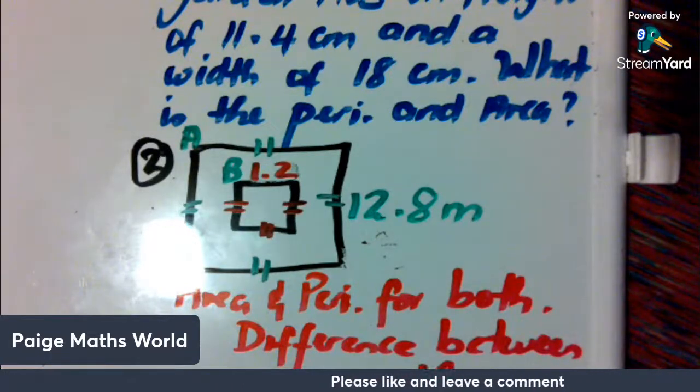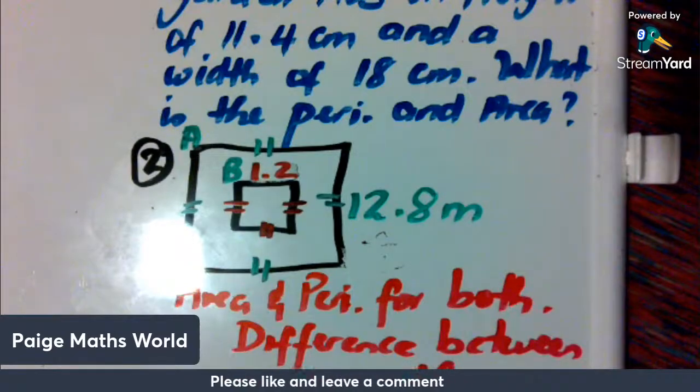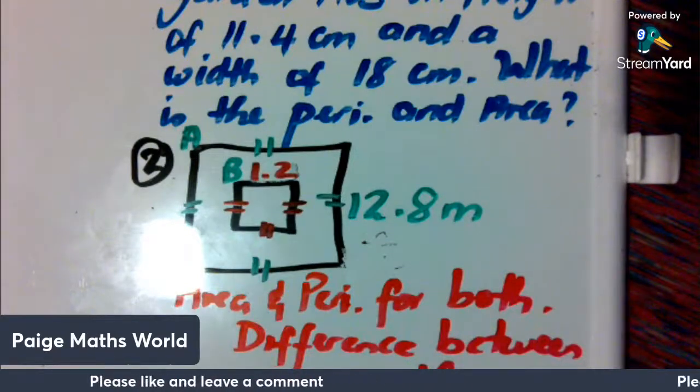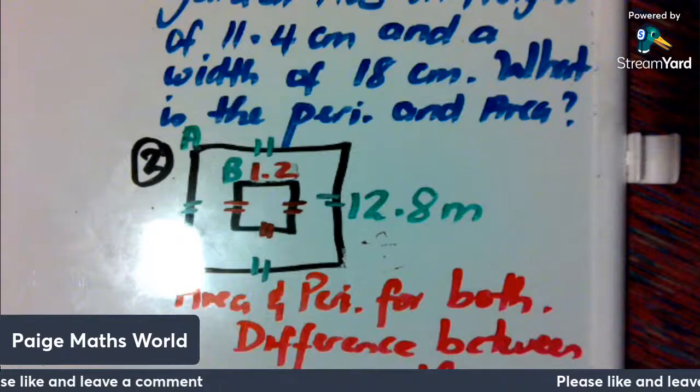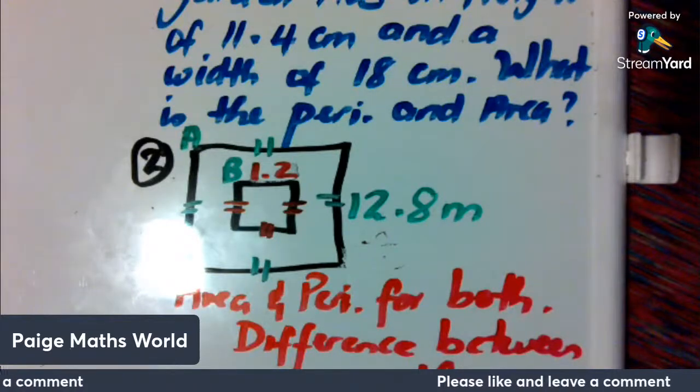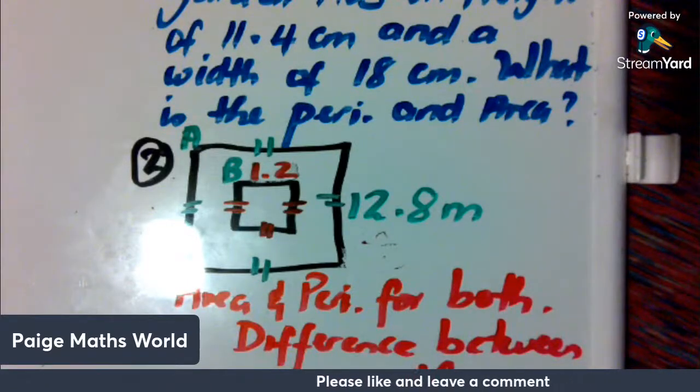Is it length? That's for the area. Yes, Sushi. Length times width for the area. And the perimeter is the addition of the distance around.